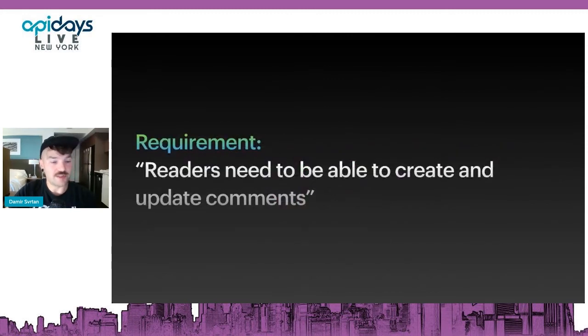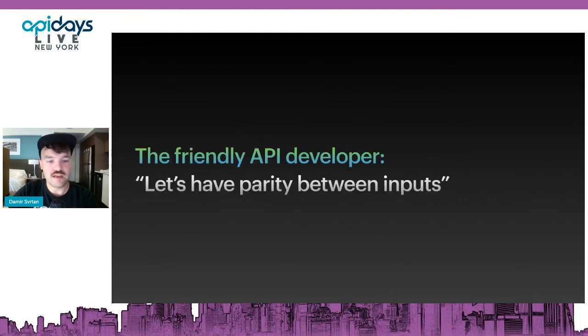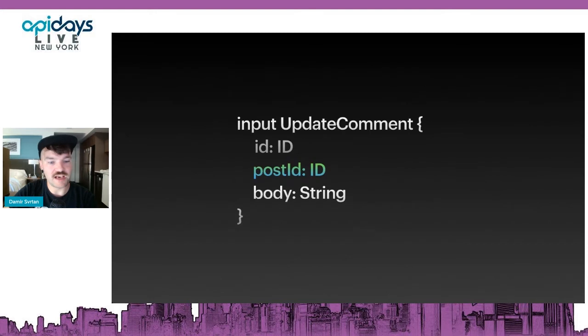Readers, we have a requirement again. Readers need to be able to create and update comments. Pretty reasonable for a blogging platform, right? Okay, so let's imagine we have an input that accepts a post ID and a body. Pretty okay. And now the friendly API developer might say, let's have parity between inputs. So now we might have an update comment input that has an ID, so you know how to reference that actual comment which was created, and then a body, and the post ID, just because the create comment had. Well, all that you needed was an ID and a body.